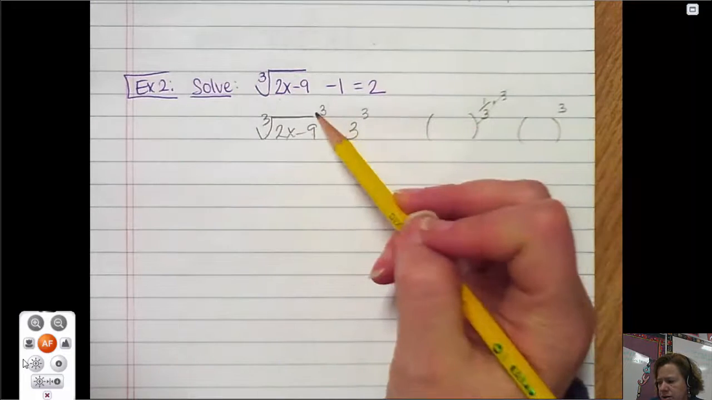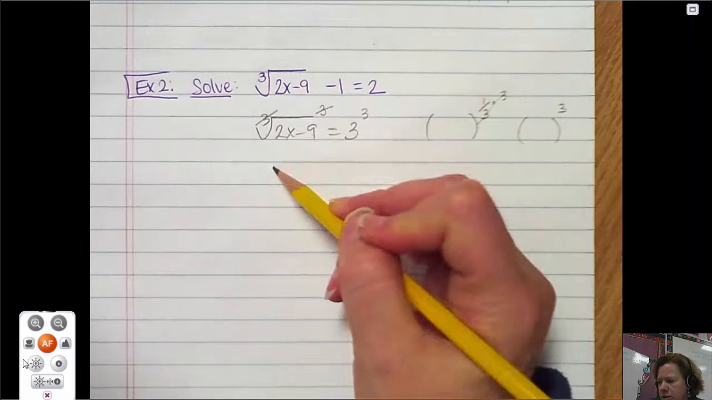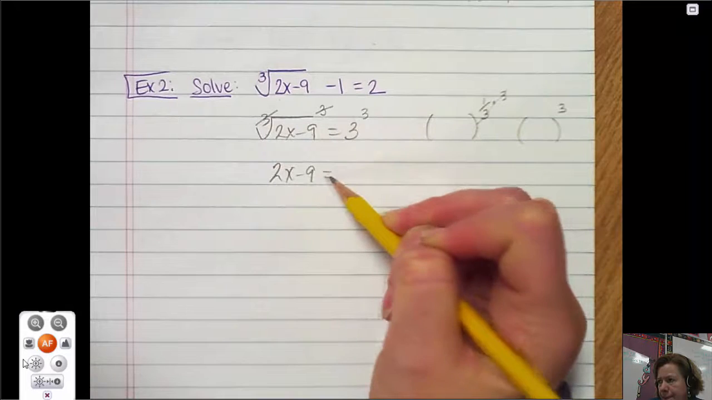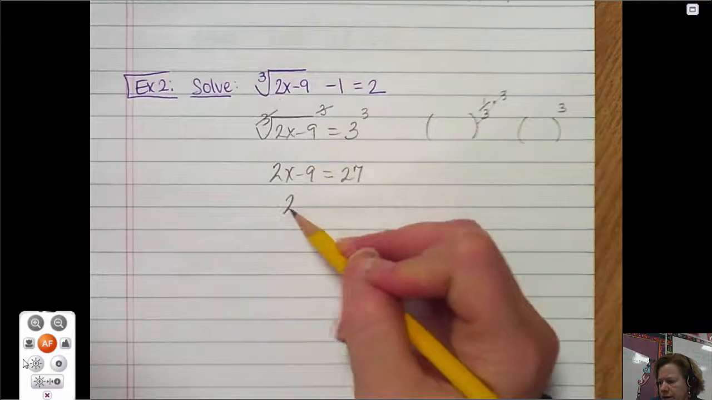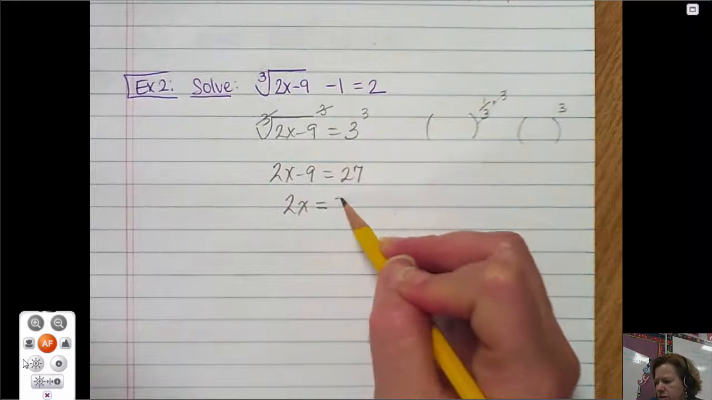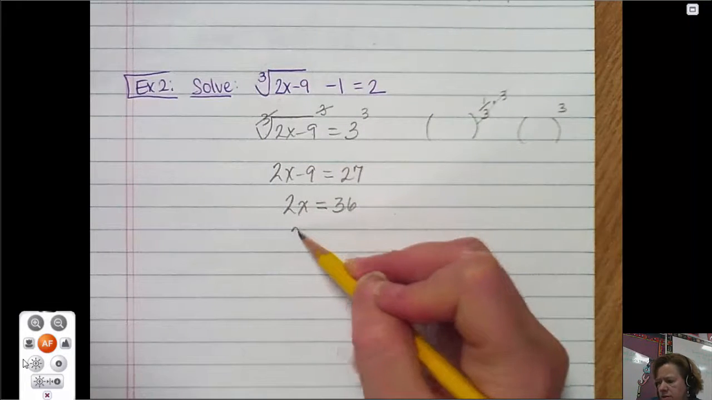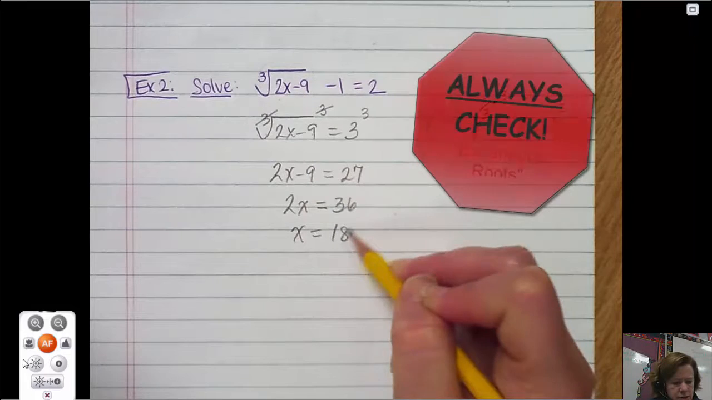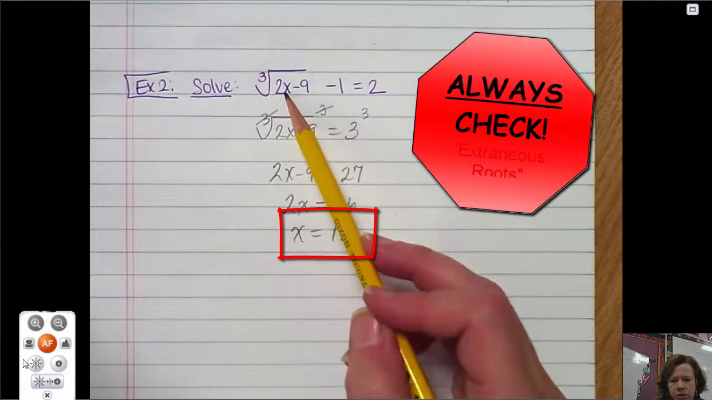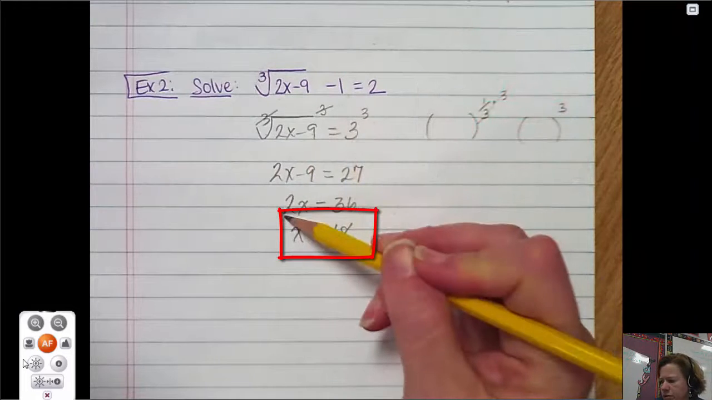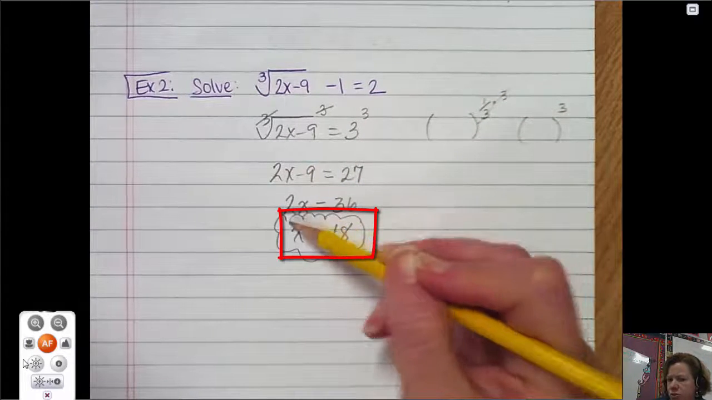So cubing undoes cube rooting, and I'm left with 2x minus 9 equals 3 cubed, which is 27. Now I add 9 to both sides and get 36. Divide by 2, x is 18. Again, take the time to check into your original equation and make sure it works. I'm going to leave the checks up to you to make the video a little bit shorter.